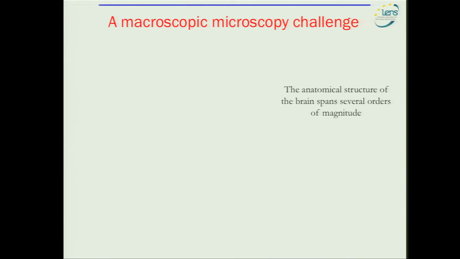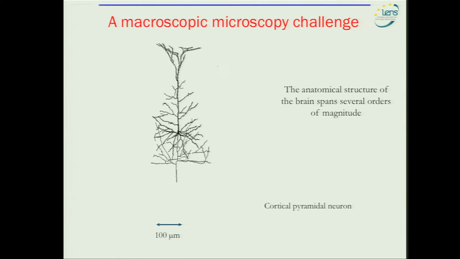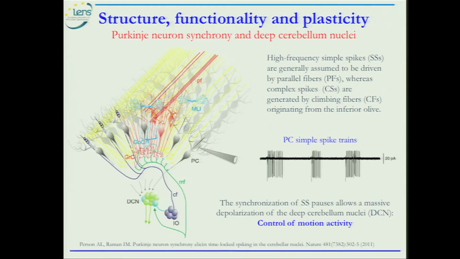Now, the anatomical structure of the brain spans from a few hundred nanometers for synapses, and you have to measure and visualize them, but then you need to measure and visualize the dendritic arbors, and then you have to measure and visualize the connections between all neurons in the whole brain. And so, structure, functionality, and plasticity are three important key features in the brain that must be studied and connected between the morphology and the functionality all over the brain.